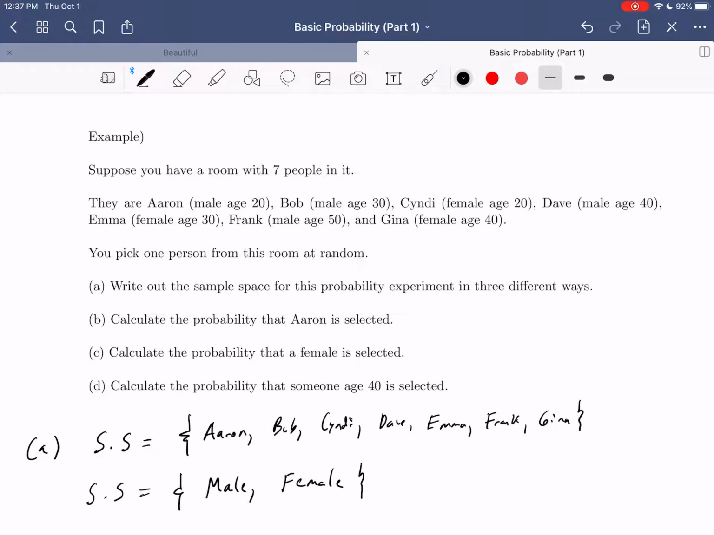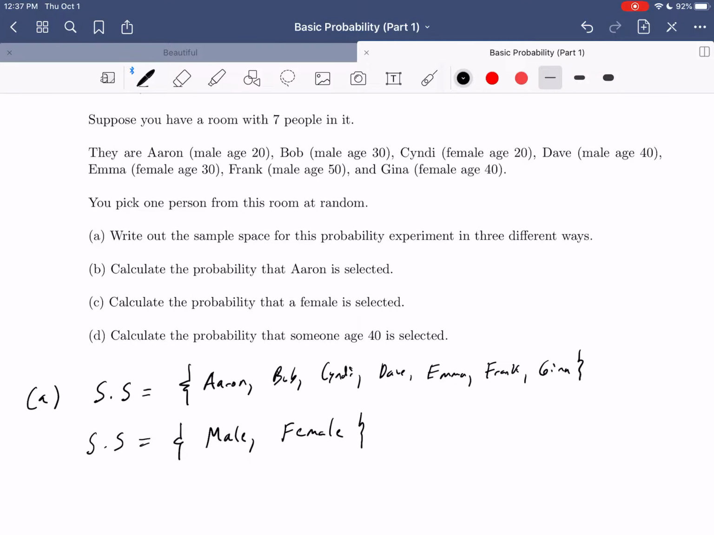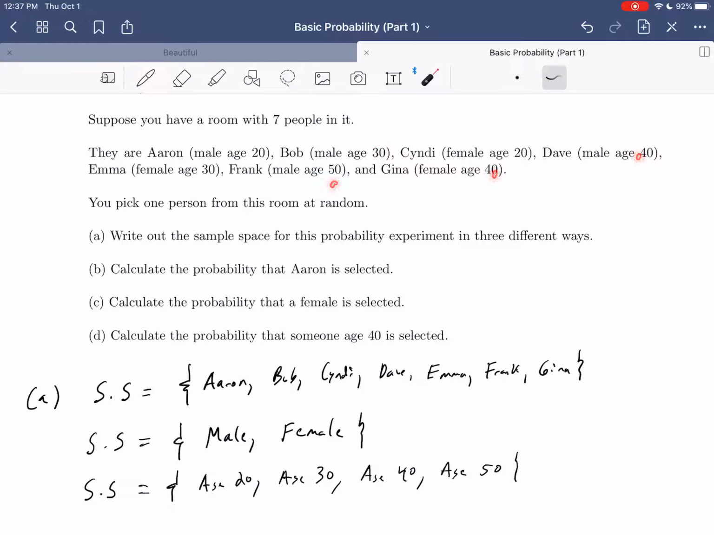Maybe you're not interested in their gender, maybe you're interested in their age. So a third way of viewing the sample space is that they could be age 20, age 30, age 40, or age 50. That's all the different ages for people in the room. We saw that there were some people who were age 20, some who were age 30, some who were age 40, and there's a person whose age is 50. So all of these are different ways of viewing the sample space.